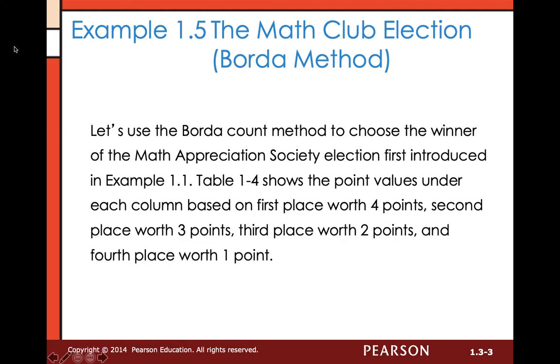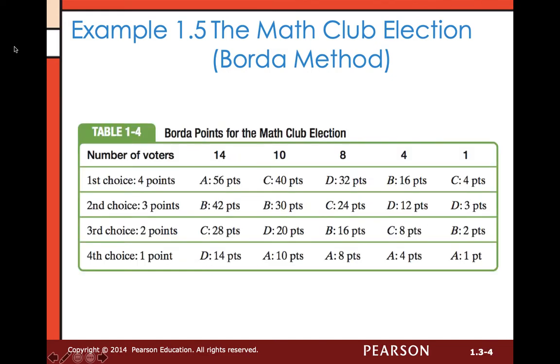All right, so let's use the Borda count method to choose the winner of our Math Appreciation Society election that was first introduced. If you need to go back to it, it's example 1.1. The table on the following slide shows the point values: 4 points for first, second place is worth 3, third place 2, and fourth place is worth 1 point. So we go through and assign those to the candidates.